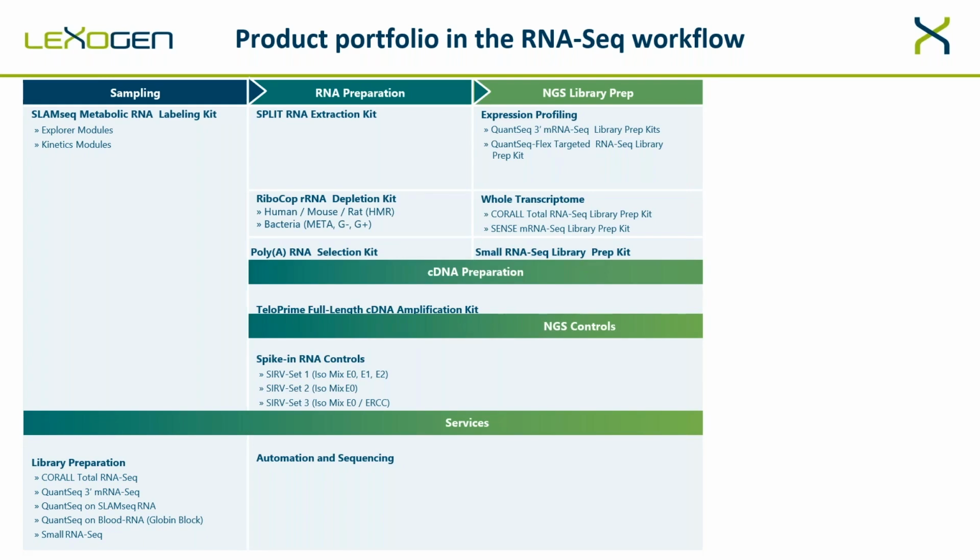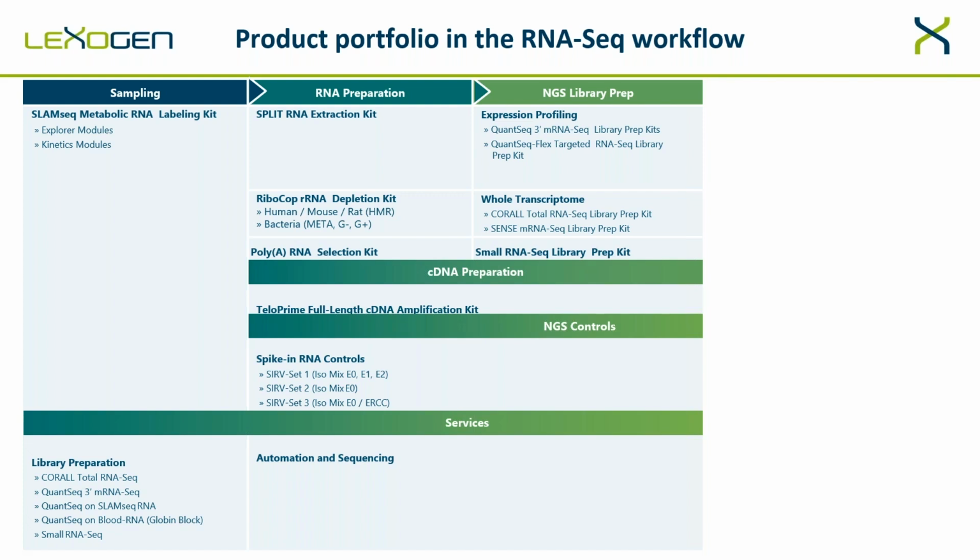So here you will see some of the available products that we have for preparing your RNA, as well as generating libraries for sequencing. For RNA preparation, we have Split for the extraction of RNA from a variety of samples. For ribosomal depletion, we have RiboCop, and this is for use in human, mouse, rat, or for use in bacteria. And our poly-A kit is for the rapid and highly specific enrichment of polyadenylated RNAs from total RNA samples.